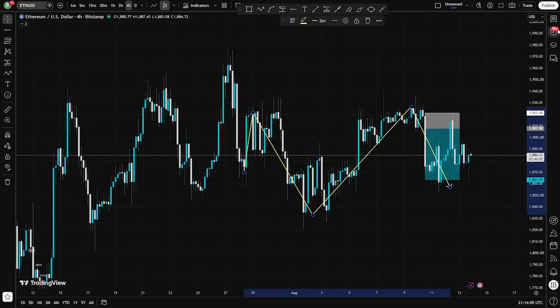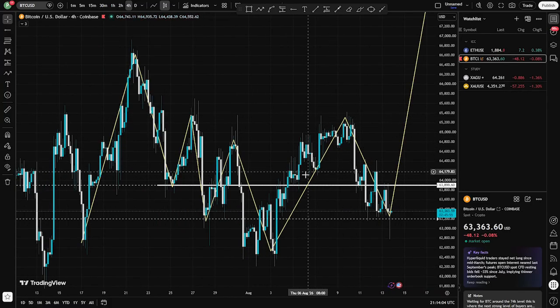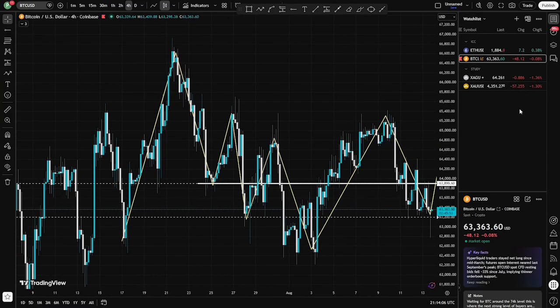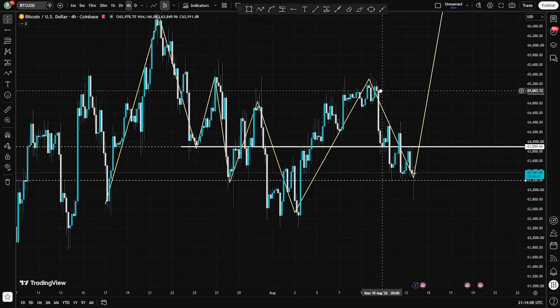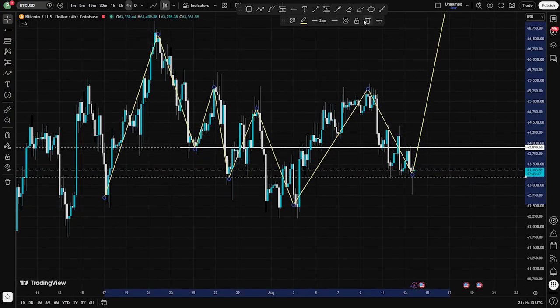When you compare this price action to Bitcoin, you can see that although they have the same objective, Bitcoin is a little bit more organized. So this is why I like to compare the two pairs. Now let's look at the trade that I took on Monday.